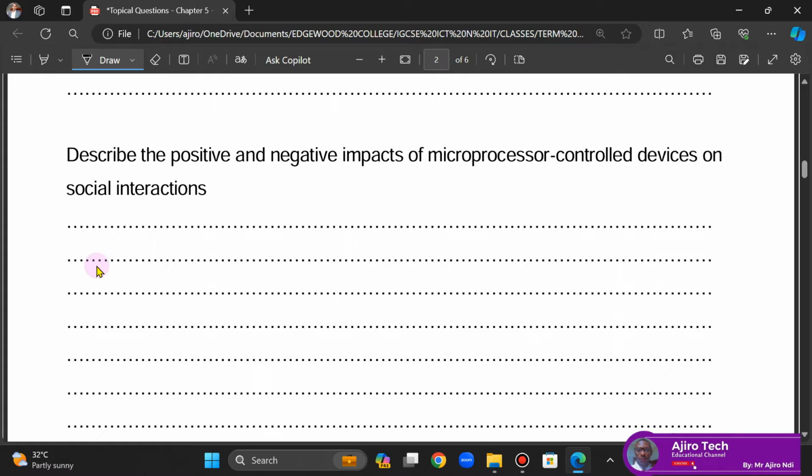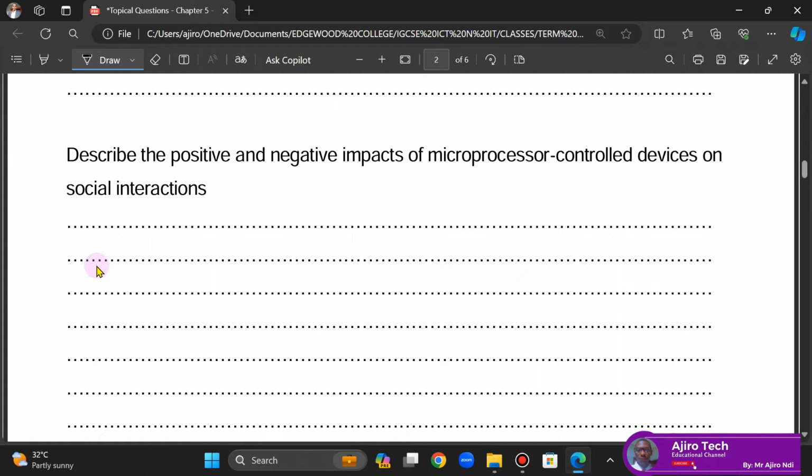Describe the positive and negative impact of microprocessor control devices on social interaction. Again, the whole idea why I'm putting up topical questions is so that when you're studying, you can have a template to work with by watching this video, learning alongside it, and after the video, you can attempt them on your own, and then watch the video for correction. Very important. This is going to help your self-study and group studies where you're preparing for this chapter. So let's look at it.